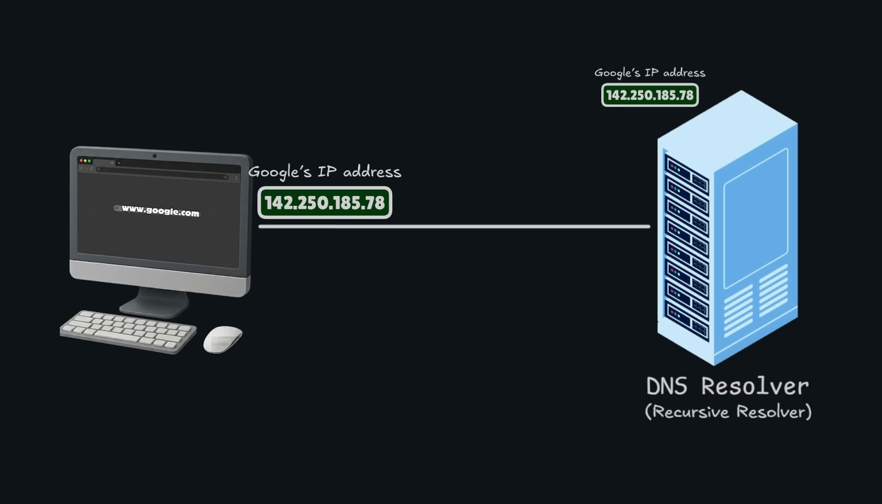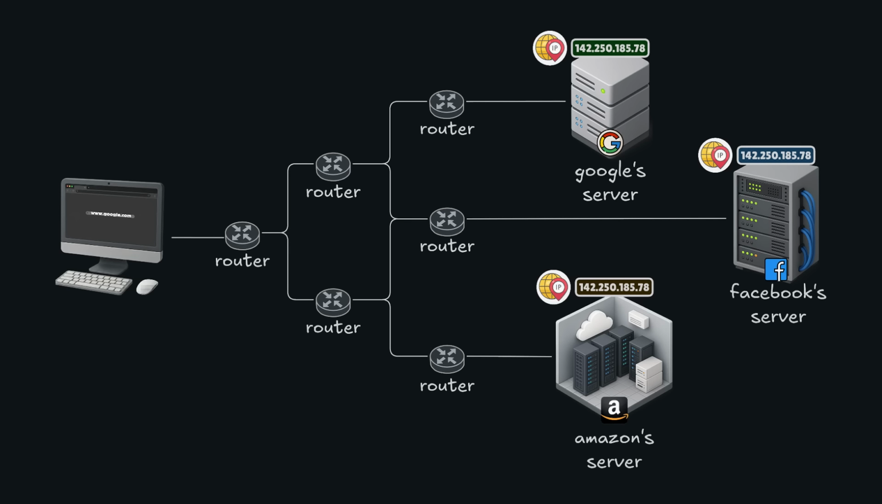Now your computer finally knows where to go, but it still hasn't actually reached the website yet. From here, your request starts traveling through a chain of routers. Each one looks at the destination IP and forwards the packet closer and closer to the target server. No more domain names, no more DNS, just raw IP routing across the internet until it reaches the server that owns that address. And once it gets there, the server responds. And the page finally loads. And that's DNS.